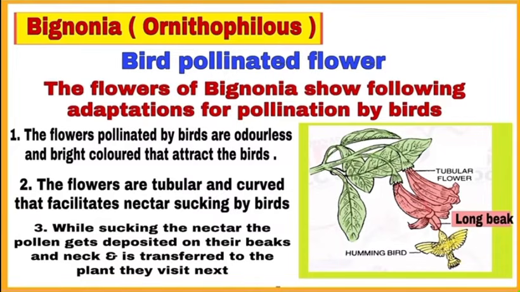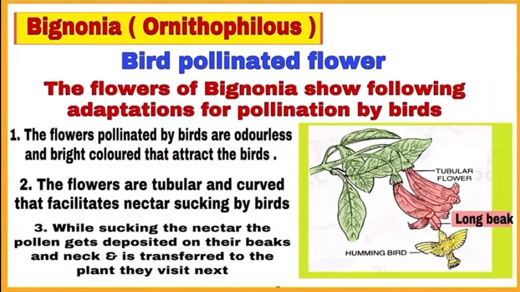The flowers of bignonia show following adaptations for pollination by birds. First, the flowers pollinated by birds are odorless and are bright colored that attract the birds. Second, the flowers are tubular in shape and curved that facilitates nectar sucking by birds. Third, while sucking the nectar, the pollen gets deposited on their beaks and neck.